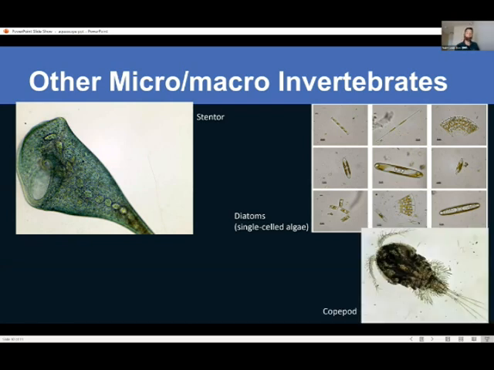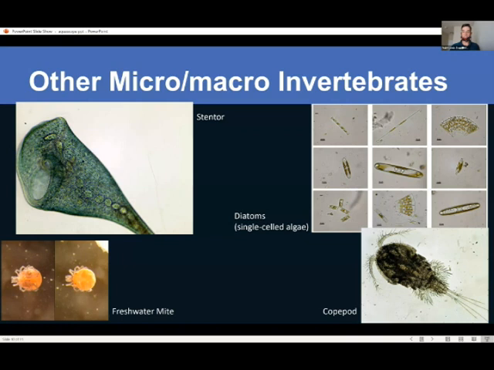Now, a copepod is very similar to a Daphnia. They are also crustaceans, but they're kind of cousins. So Daphnia are closer to shrimp, and copepods are closer to isopods, like roly-polies and things like that. Copepods are very, very cool animals that are very similar to Daphnia. They filter out plankton and things like that from the water.